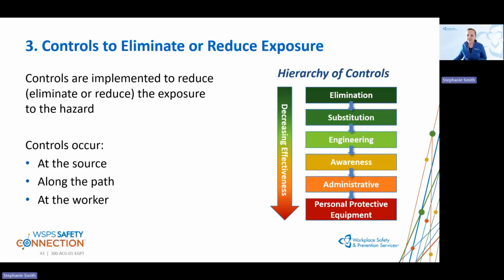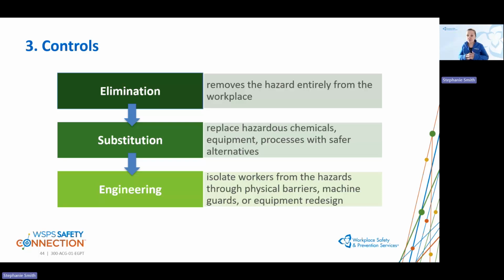I'm sure everyone here has seen where we talk about the hierarchy of controls. So controls are implemented to reduce or eliminate hazards, but not all controls are equal. Same as we say that not all hazards are equal, not all controls are equal. So controls occur at the source, that's elimination and substitution, along the path, which is engineering and awareness, and then at the worker, which is administrative and PPE. So when we look at our hierarchy of controls, the most effective is eliminate, get rid of the hazard.